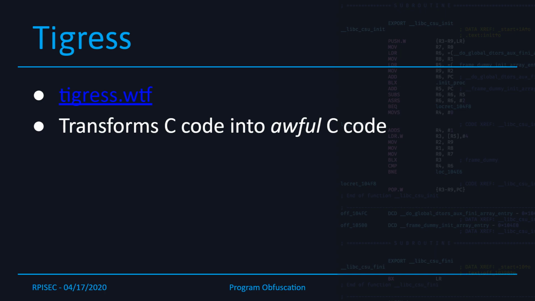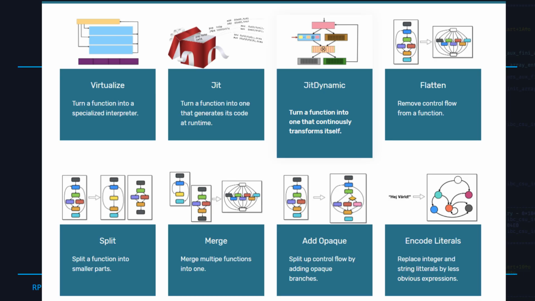So, if you go to tigress.wtf, great domain, you can grab this for yourself. The source code isn't publicly available. You have to go ask nicely for it. But you can just grab binaries. It's available for Linux, I think Windows too. And it will turn your C code into awful C code. And as I showed earlier, it has a whole lot of these transformations.